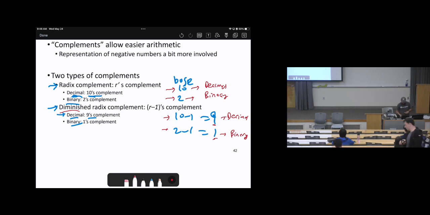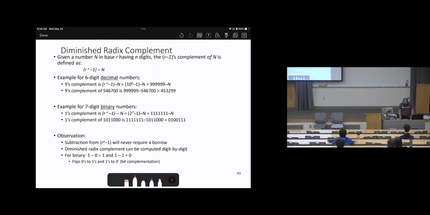So all of these representations can be used to represent negative numbers. Negative numbers in decimal can be either in nines complement or tens complement. Negative numbers in binary can be either twos complement or ones complement. So how do we do the calculation for each one? Let's start with the diminished radix complement, which relates to nines or ones complements. Let's forget about R, because it can be applied for any base system like octal or hexadecimal, but we don't want to go that far. So let's focus only on nines complement or tens complement.